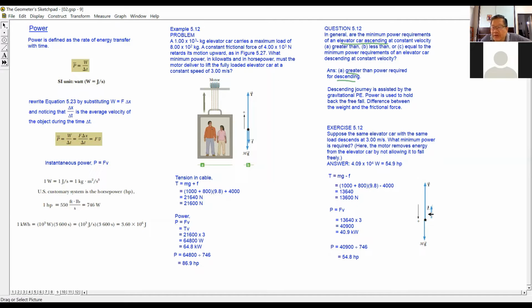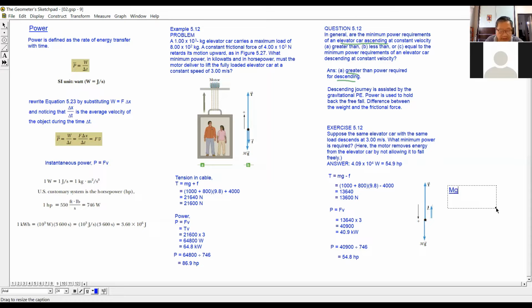It's moving up. So these two forces balance the weight. These two forces balance the weight. So we can have something like this, right? We say this mg is balanced by the tension in the cable and also the frictional force.